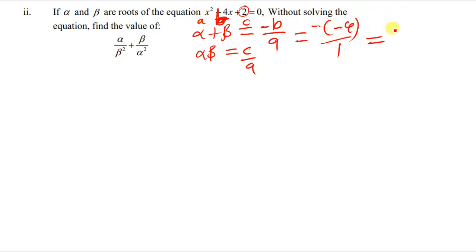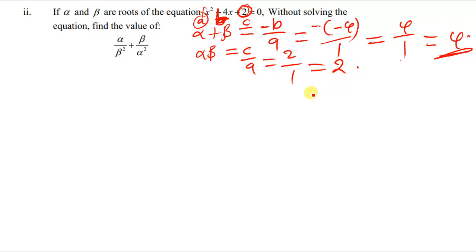So negative times negative 4 will get positive 4 over 1. Then 4 divided by 1, the answer is 4. So c over a, meaning we are dividing the constant, which is 2 there, by the value of a there, which is the coefficient of x squared, which is 1. So the solution there will be 2.